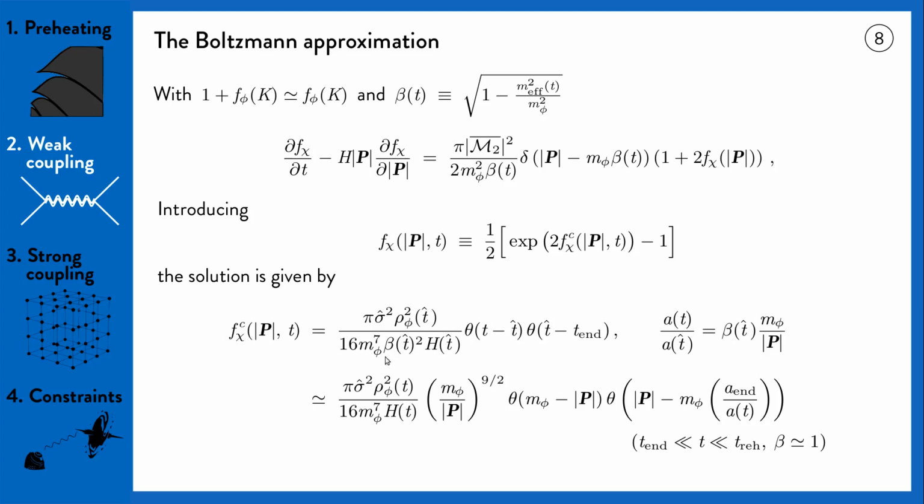Taking into account kinematic and bosonic enhancement effects, a formal exact solution to the Boltzmann equation can be found in terms of the solution to an algebraic equation that relates momenta and the scale factor.